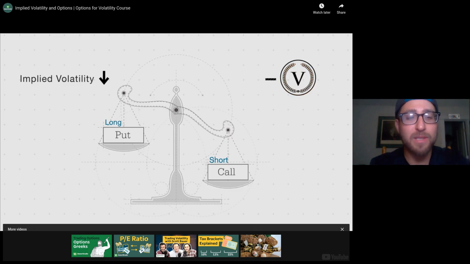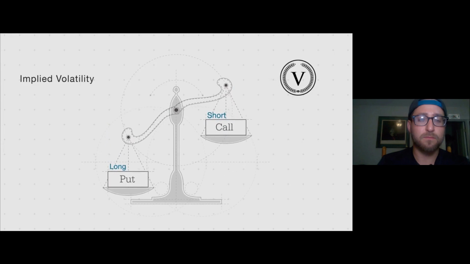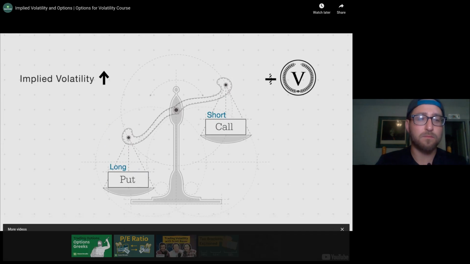So let's continue here. Negative vega, and the goal is usually for the price of the underlying to stay below the call strike, in hopes that the option will expire worthless. On the other hand, long option strategies like buying a put can benefit from rising implied volatility. The goal is for the long option to gain value.